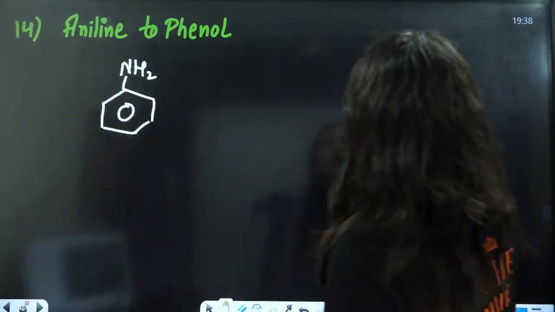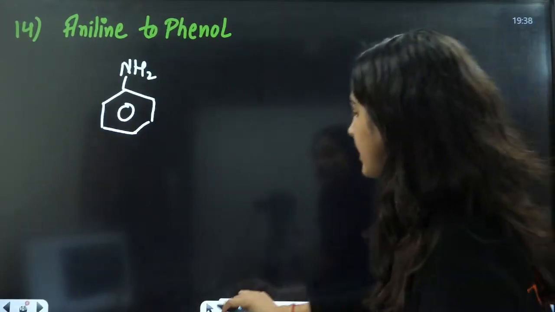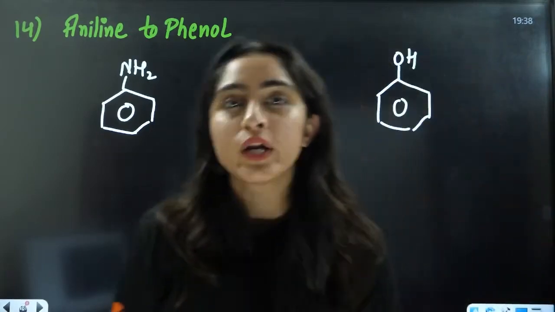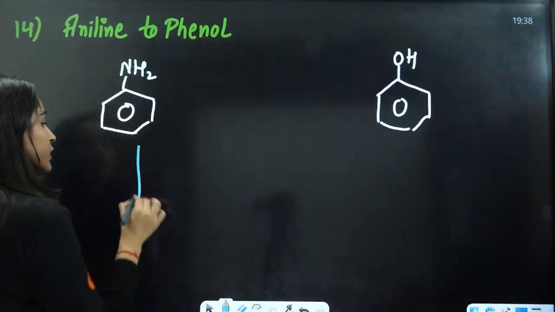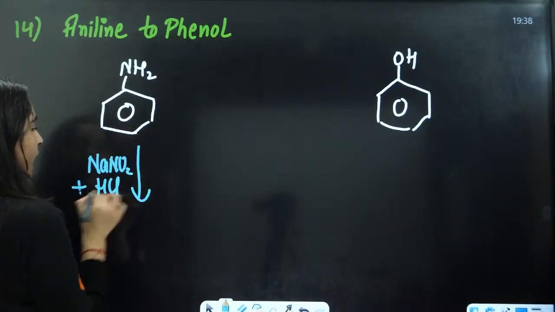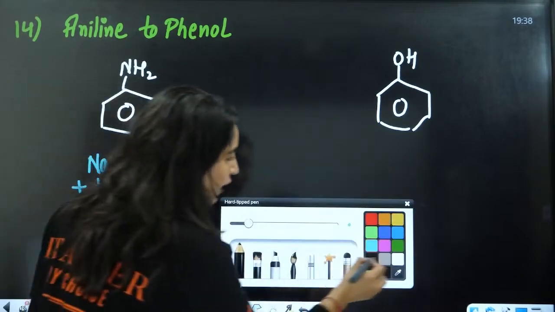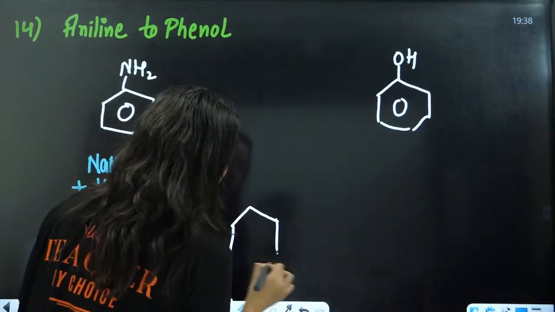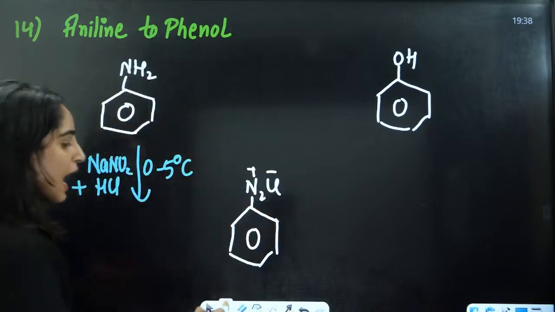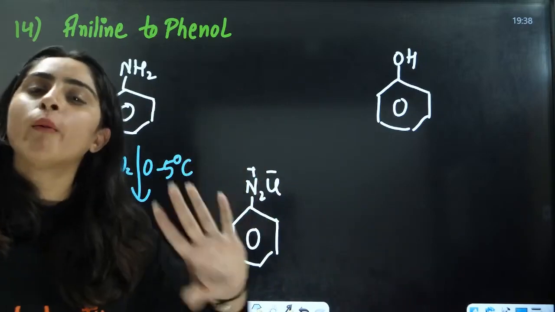Everybody, very simple. How do we convert? We have just done this reaction, okay? Firstly, we will convert it into diazonium salt, that is NaNO2 plus HCl at 0 to 5 degrees Celsius, and you will have your product, that is diazonium salt. This is N2Cl, positive, negative. And then, you just need to warm it.